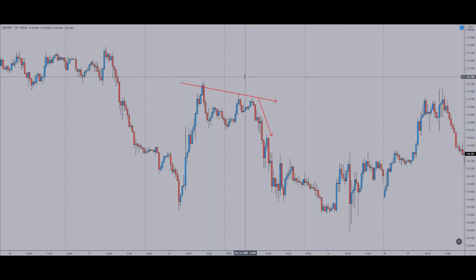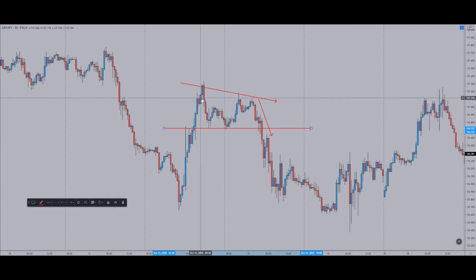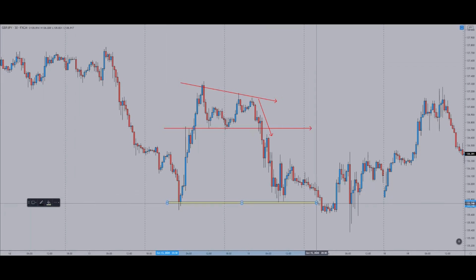And the first thing I notice is, okay, if we're moving down and we broke this level right here, it's almost like an M pattern. This is where you really want to take that short. If I notice that we're breaking it down here, we're most likely going to come down to its low of yesterday and fulfill this double top pattern.